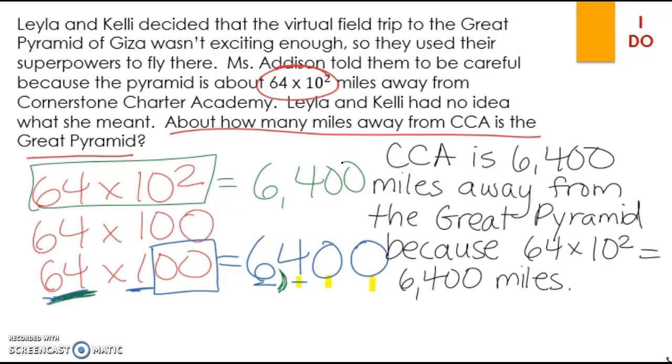So CCA is 6,400 miles away from the Great Pyramid because 64 times 10 to the second power is 6,400.